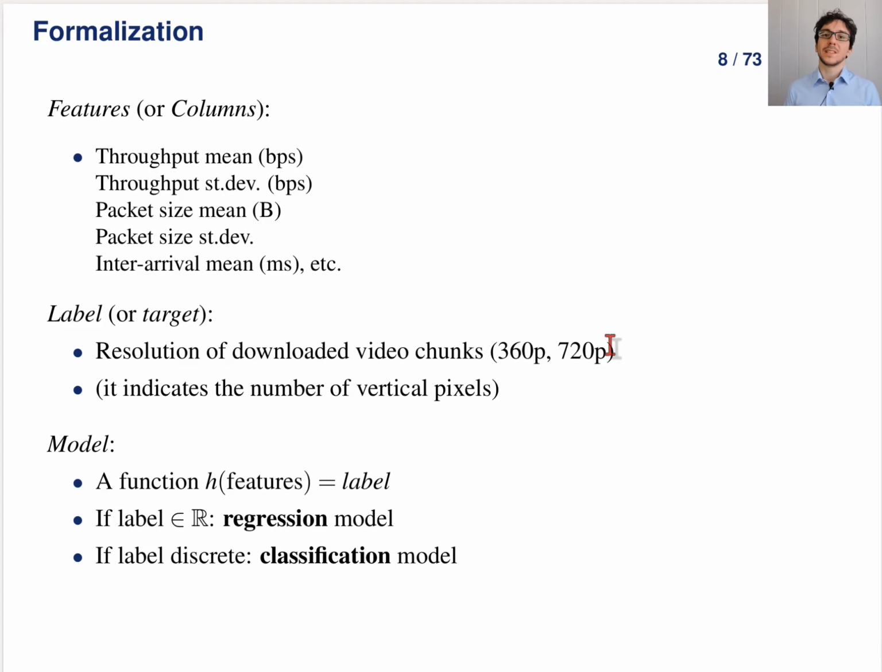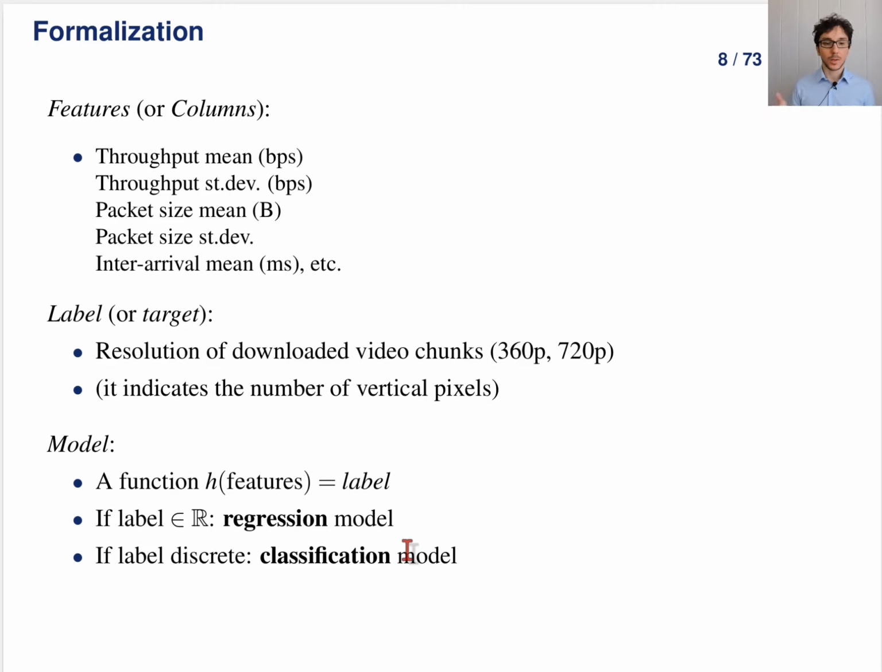In order to perform this inference, we would like to have a function that we call h, in which we give as input the features of a sample, and it is able to give us the label, which is the resolution that the user is consuming in that time window. Now, as I've already told you, if the label is a real number, our supervised learning model is called regression. If a label is discrete, this is called classification.